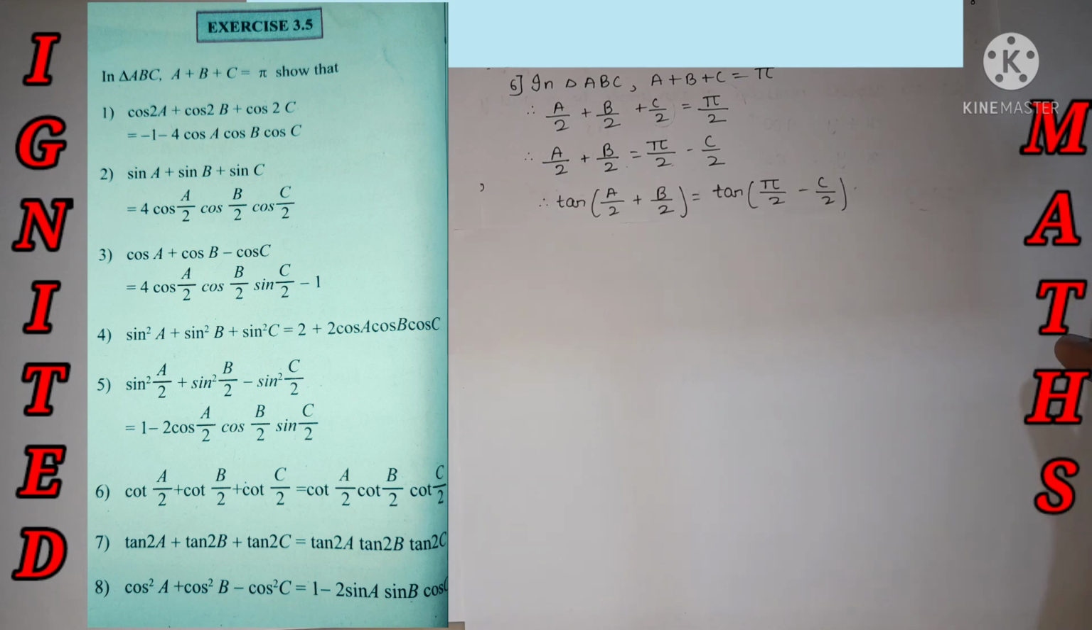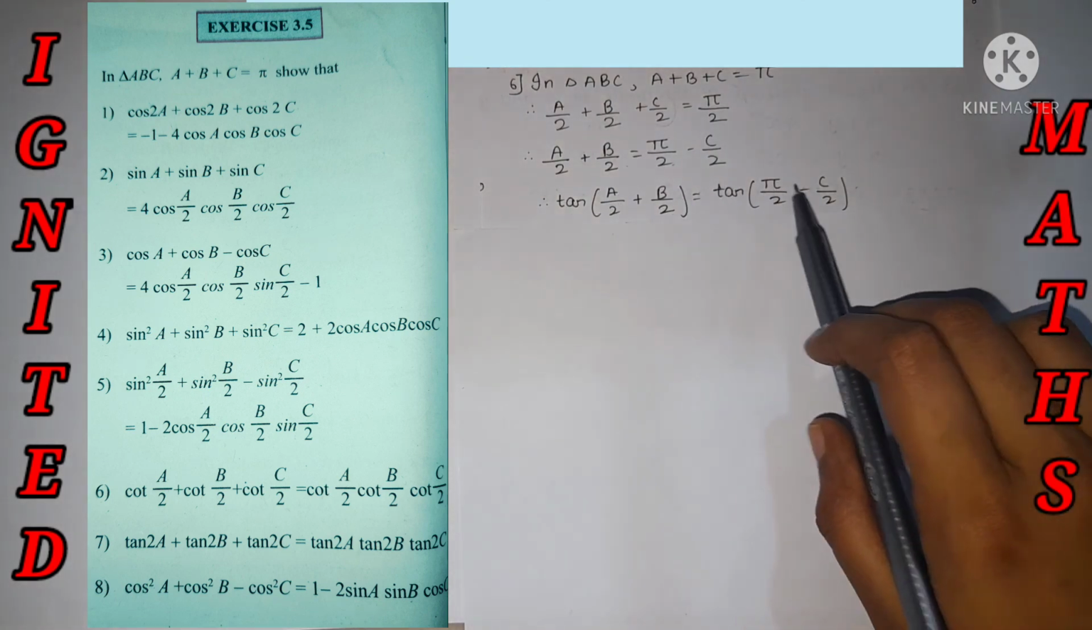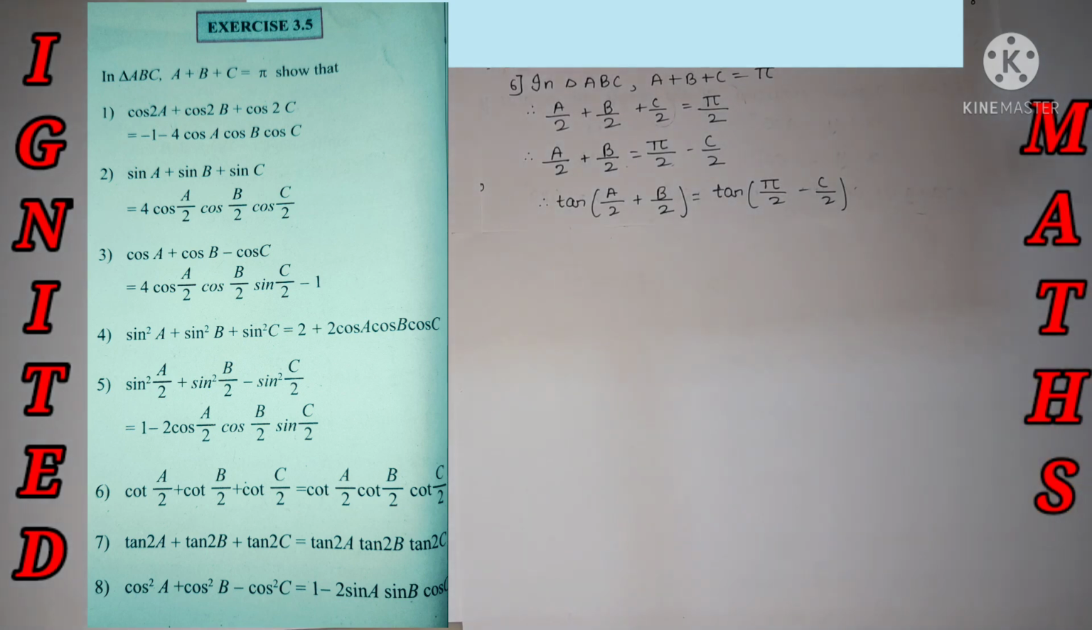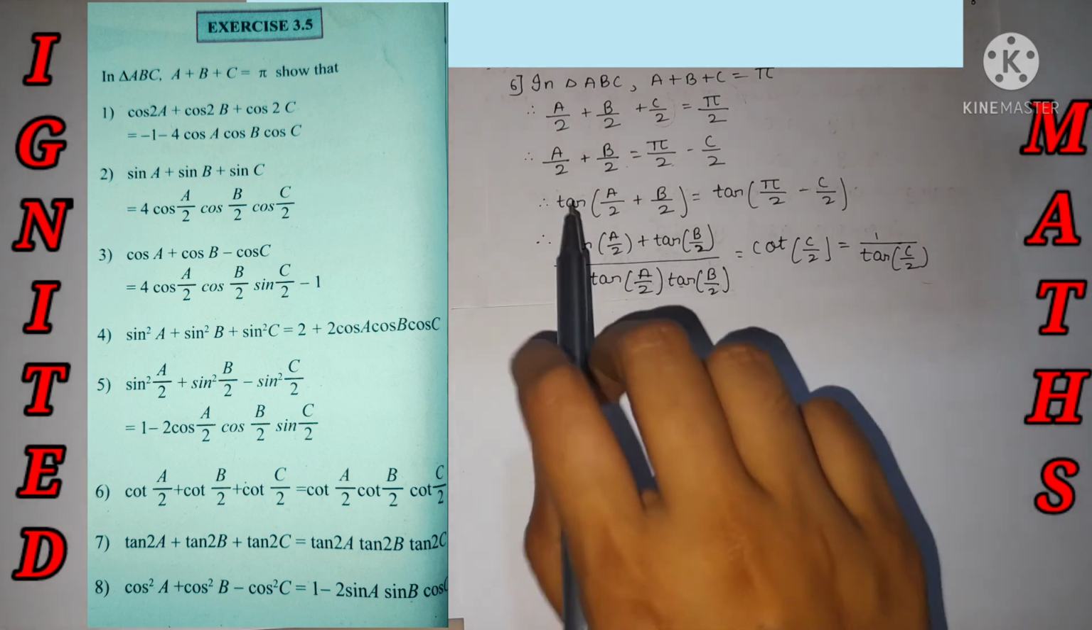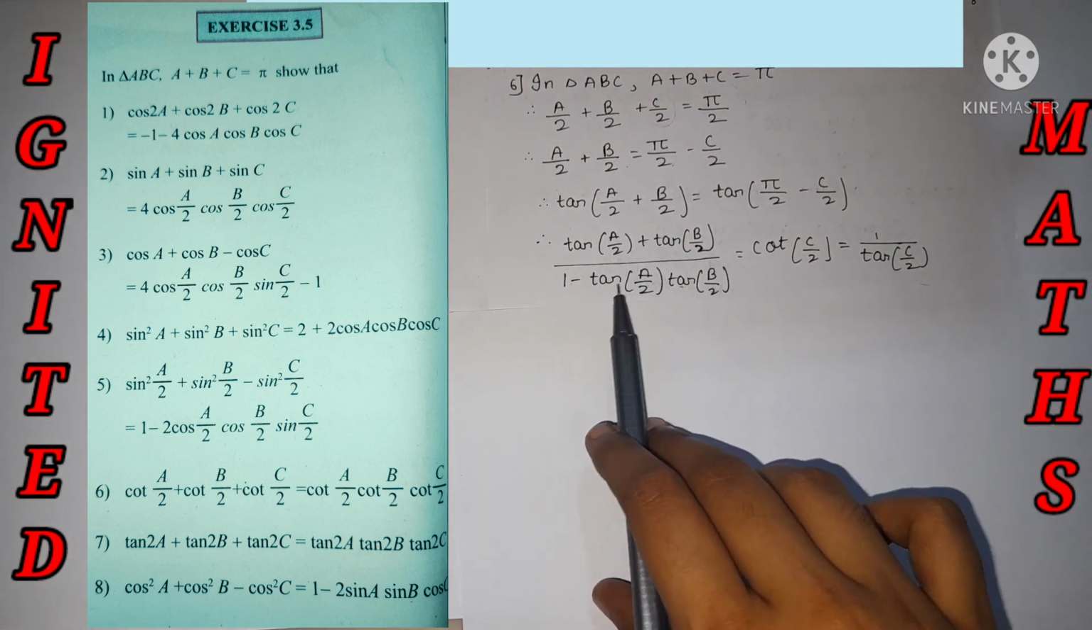It's nothing but tan of A by 2 plus B by 2, which is tan of pi by 2 minus C by 2. In the earlier sum we took the LHS value and proved it to the RHS. But over here we are not going to take either the LHS or the RHS. We are going to take the relation of it. So let's get started. It's nothing but the tan A plus B formula, tan A plus tan B divided by 1 minus tan A tan B.